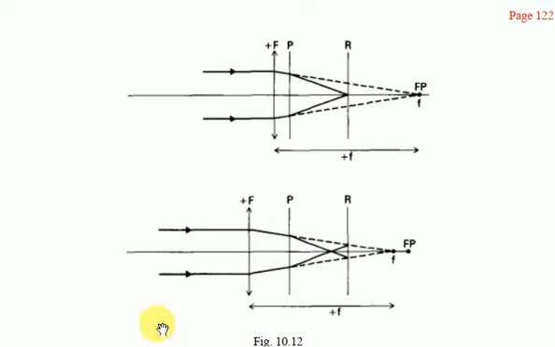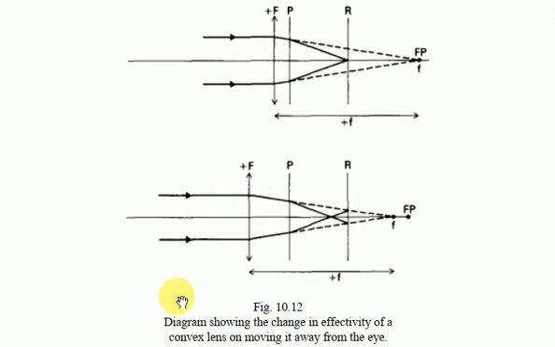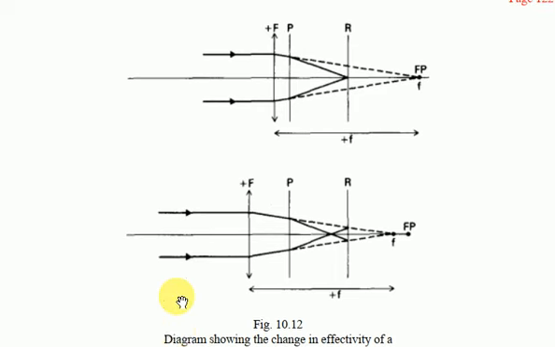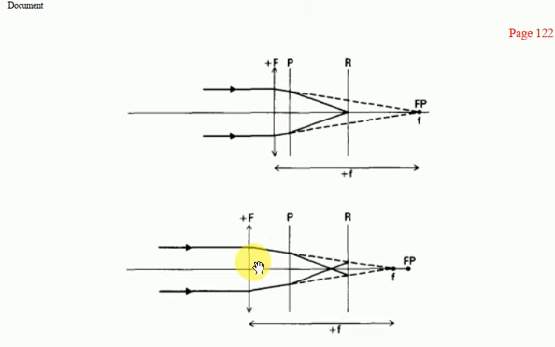Now effective power of lens. Suppose this is a correcting lens. It is moved either towards or away from the eye. So in this case, this is a convex lens and it is brought away from the eye. So the vergence at the principal plane of the eye will change. The focus of the lens and the far point of the eye no longer coincide. So this is the far point. In this case they coincide. Well, in this case the far point and the focus of the lens do not coincide.